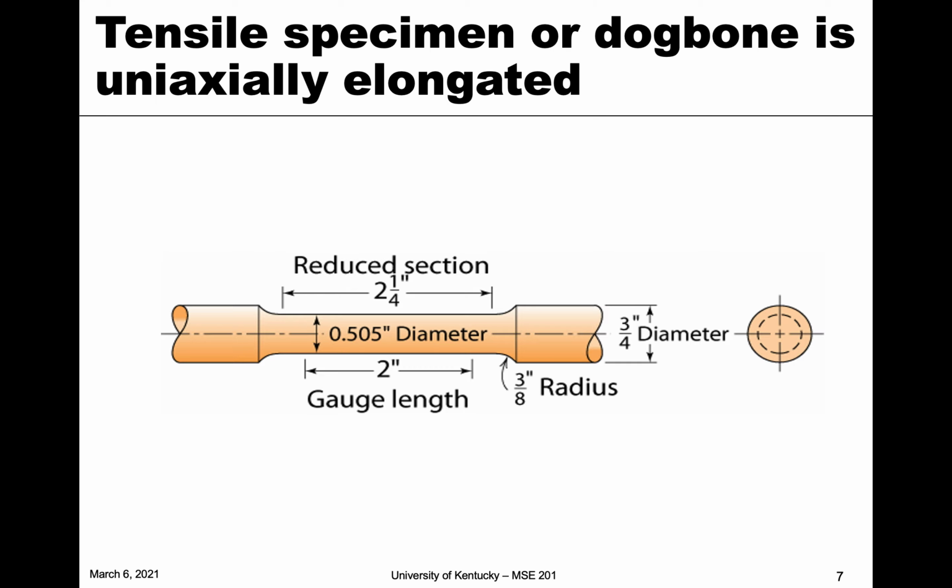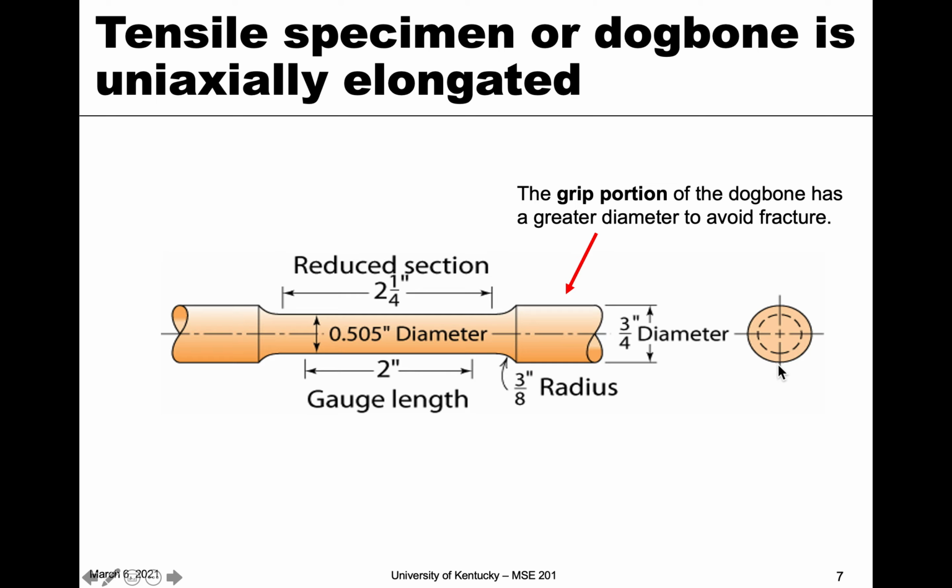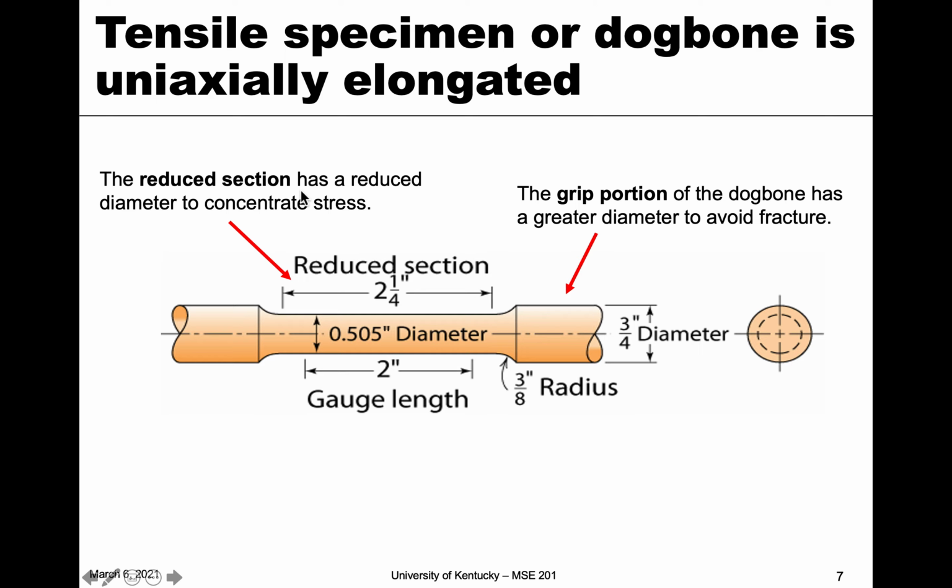The sample itself that we test is going to look something like this. For shorthand, you'll often hear the term dogbone used because of its shape. We have the grip ends, which is what's in the machine being gripped, and then it tapers down to a reduced section, which is the portion being tested. This has a circular cross section here, but we can also have rectangular sections. The grip portion has the greater diameter to avoid fracture there, and then a reduced section. That reduced diameter concentrates the stress in this section.